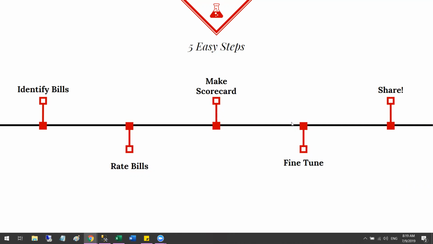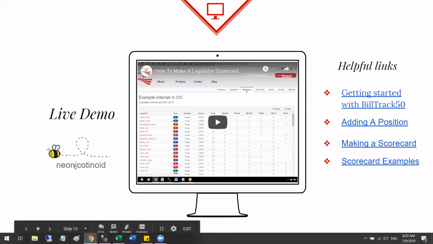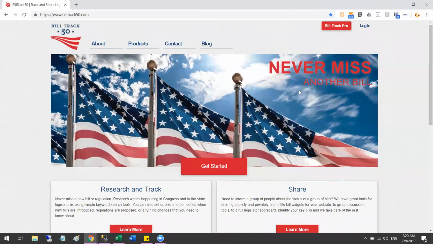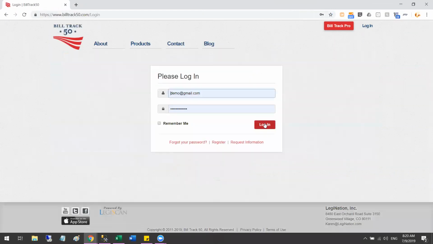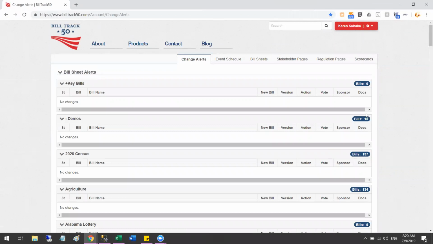All right, so here we go. I'm going to attempt a live demo. Always an exciting time. So I was going to do bee legislation, neonicotinoid bills, as an example. My old world. All right. So I'm going to pull over BillTrack50 here, and I will log in. And of course, I already have an account. As a smart consumer, I know BillTrack50 is a great idea. So this is my account.